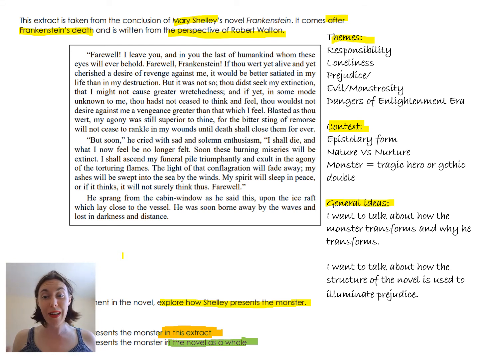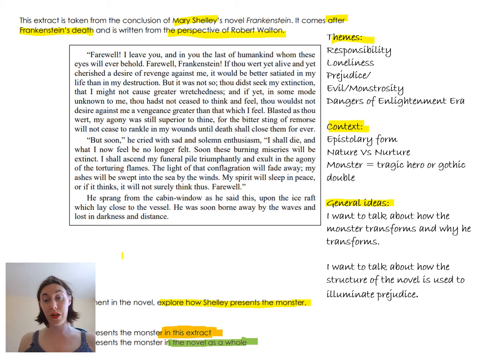I might want to talk about galvanism, but it doesn't really sit with this extract, though I could if the question's on the monster. Finally, my general ideas are that in my essay I am definitely going to talk about how the monster transforms and why he transforms, and the why is going to be the thing that elevates my response. But I also want to talk about the structure of the novel and how that illuminates the theme of prejudice. We first see the monster through the eyes of Frankenstein, and he is hideous and he is a catastrophe.